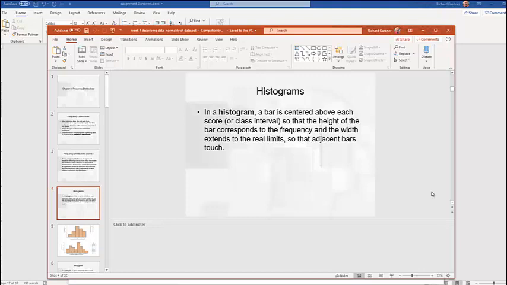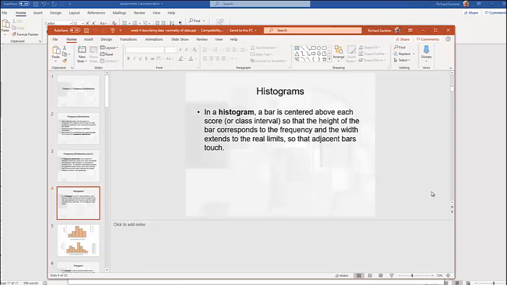So under the A part, the rectangle would go up to how many people got A's, and the B rectangle how many people got B's, etc. So your Y axis is how many people got an A.